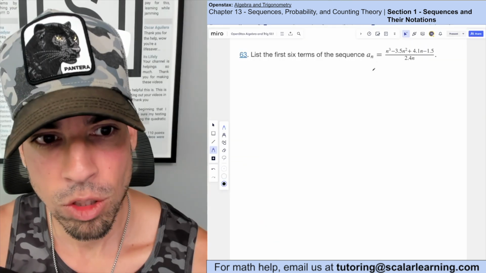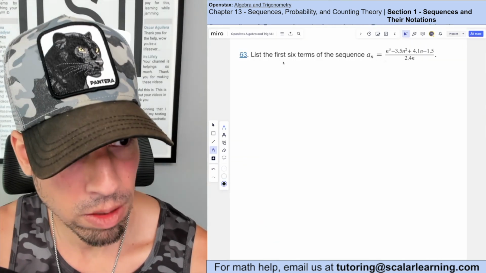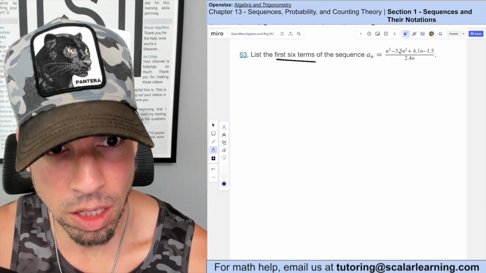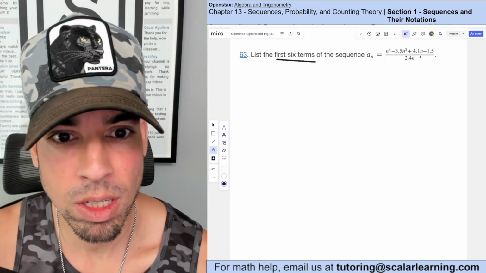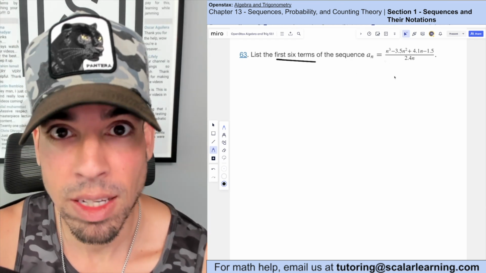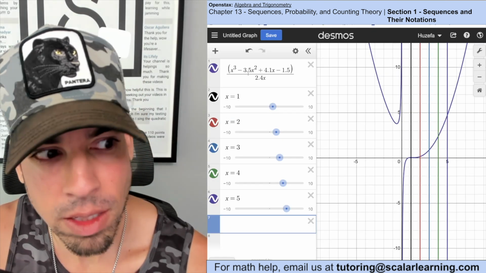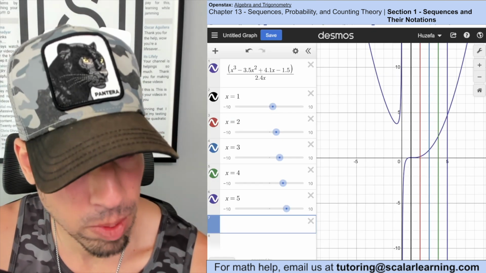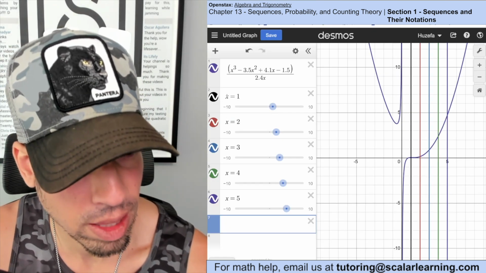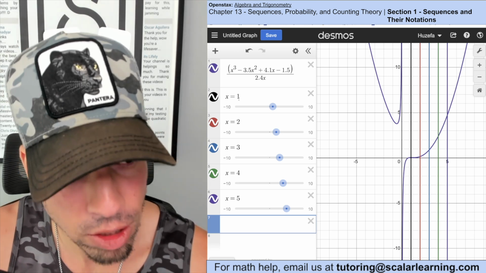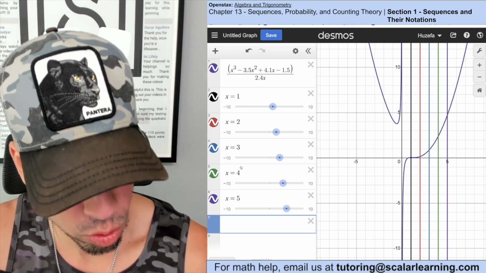Done. So for this one, we have an explicit formula, and we're meant to find the first 6 terms of this sequence. Now, because we got some big exponents and a lot of decimals, we're going to do this in Desmos. Let me show you how. So what I did is I entered the explicit formula as a function in Desmos, and then for the different n values, I used x, and I set it equal to 1, 2, 3, 4, and 5.